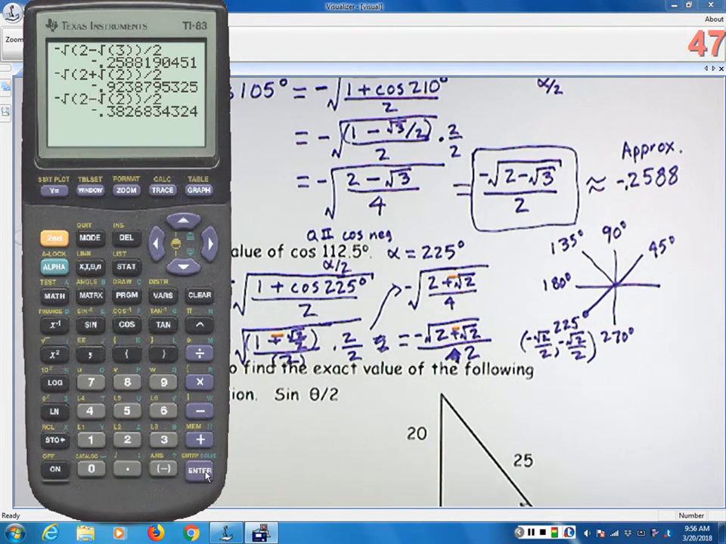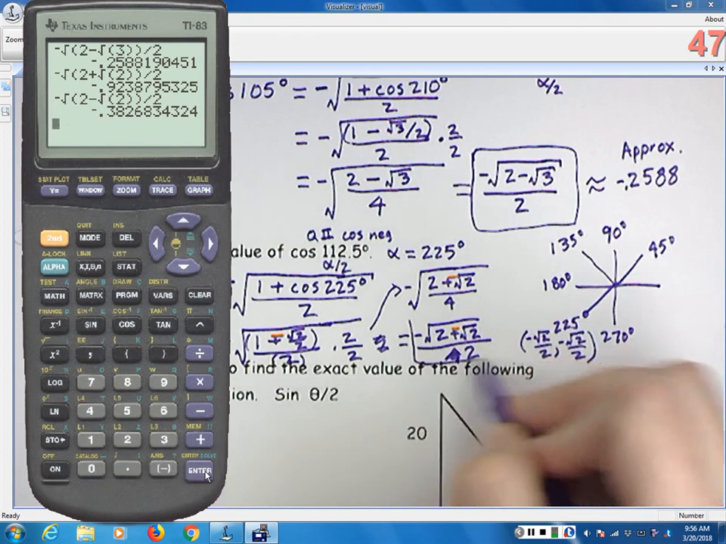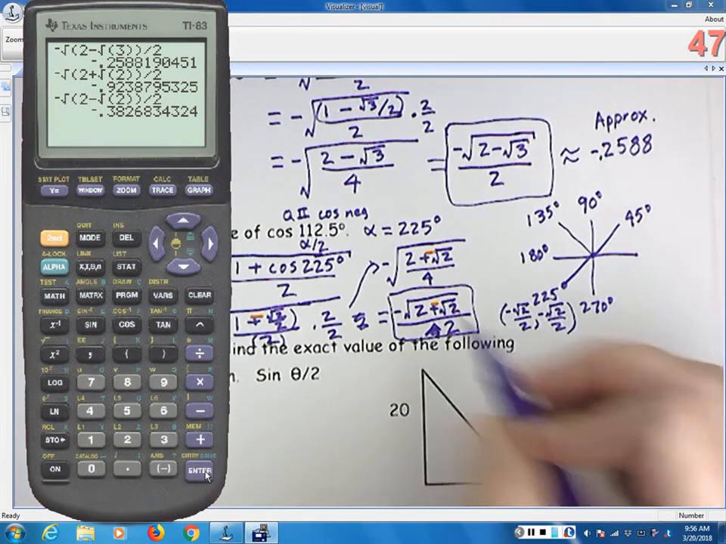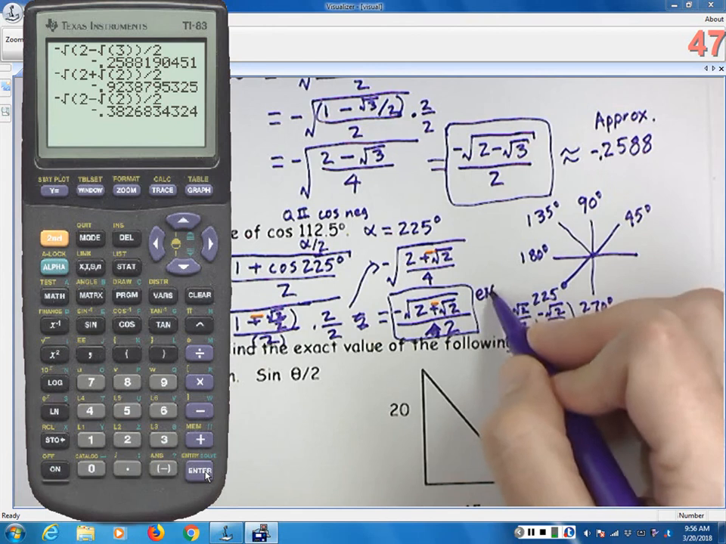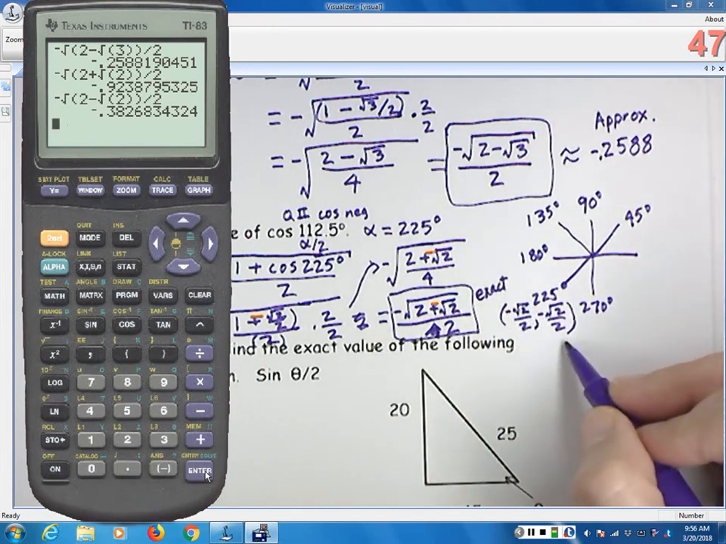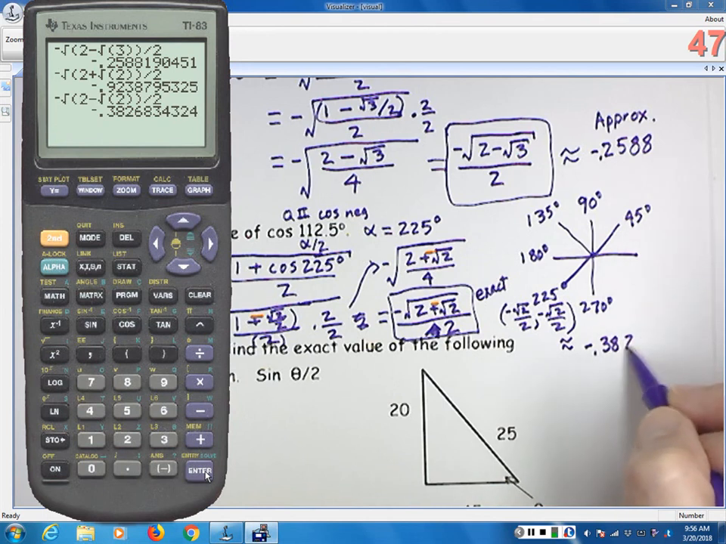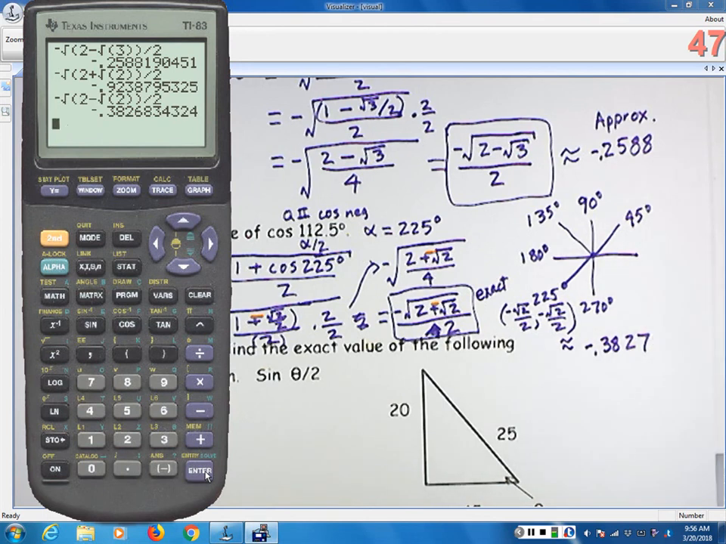And this is the exact answer. And the approximate answer is approximately negative 0.3827. Okay?